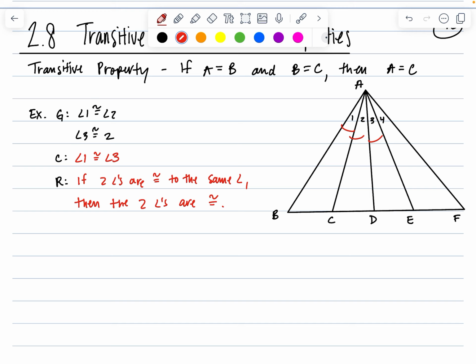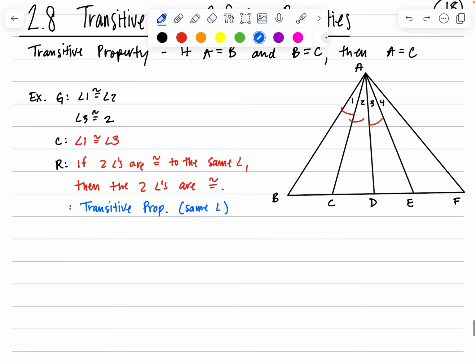Now the reason could also change. We could also call this the transitive property, and I'd much rather you say this, the transitive property for same angle. So just like how we have it here, we specify is it the same angle or congruent angles. Here it's going to be the same angle because they are literally equal to the same angle. 1 is congruent to 2, 3 is also congruent to 2. That's their connecting piece. Okay? So there it is.